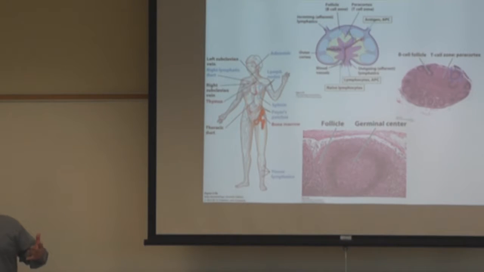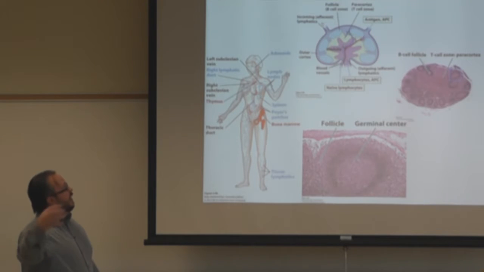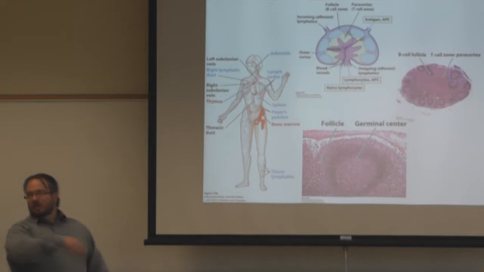So now here we basically break down the lymph node. Here's our lymph node. We have our efferent and afferent, so we have our entry. Our incoming afferent lymphatics are coming in, and this is where we have dendritic cells, macrophages, and antigen coming in from the lymph nodes.